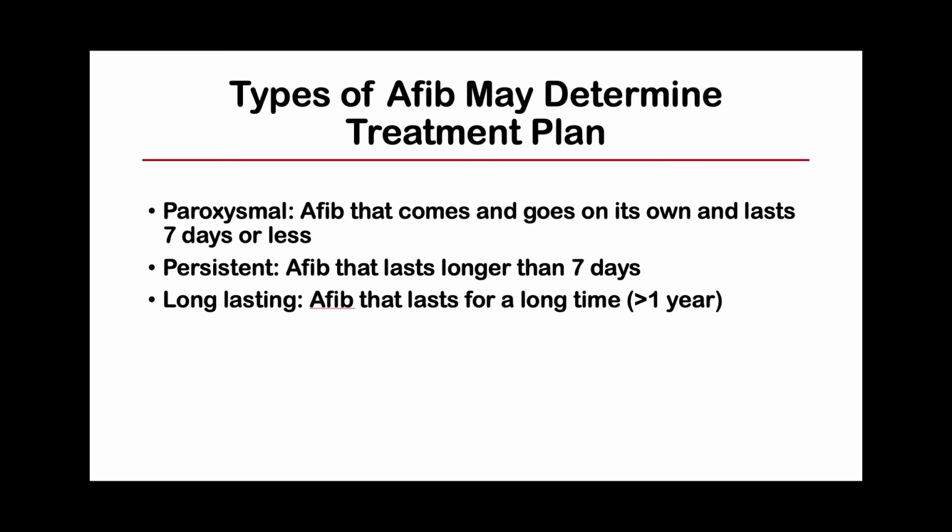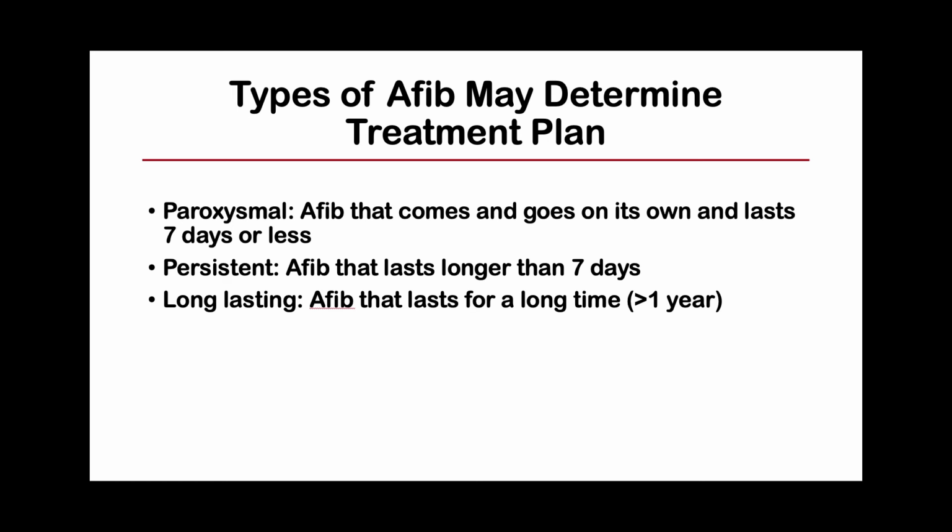There are three categories that a cardiologist places a patient suffering from AFib, and that placement is determined by the frequency of AFib that the patient experiences. Paroxysmal represents AFib that comes and goes and lasts 7 days or less. Persistent is AFib that lasts longer than 7 days, while long-lasting occurs over a long period of time.